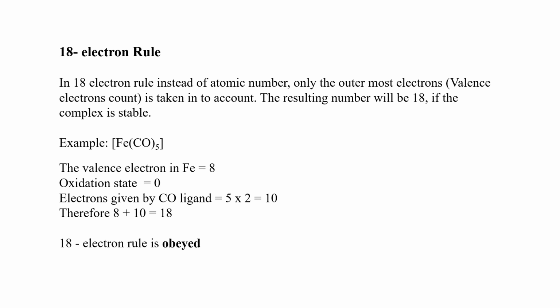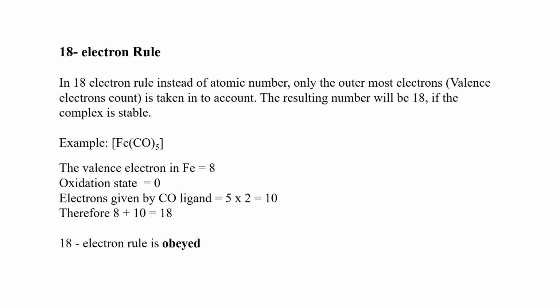Let's see the same example: iron pentacarbonyl. The valence electron count in iron is 8. In the EAN case you take the atomic number; here you take the valence electrons, right? Iron is atomic number 26, and it has 8 valence electrons. Actually 4s2 3d6 are the valence electrons, so 2 plus 6, 8 electrons are in the valence shell.